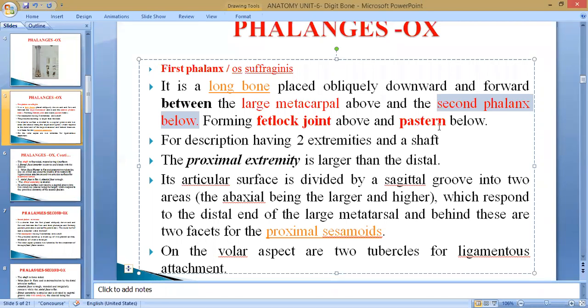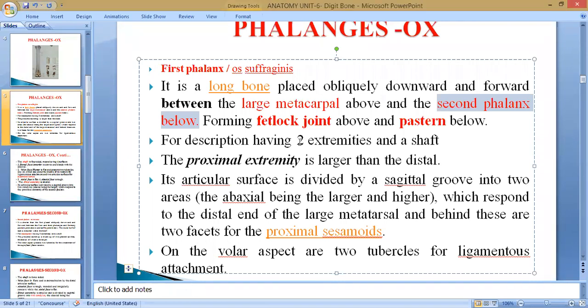So the first phalanx is a somewhat long bone located obliquely downward and forward in direction, between the metatarsal in the hind limb and the second phalanx, proximally forming a joint known as the fetlock joint, and distally forming a joint known as the pastern joint. For description, we have already discussed it briefly in the picture.